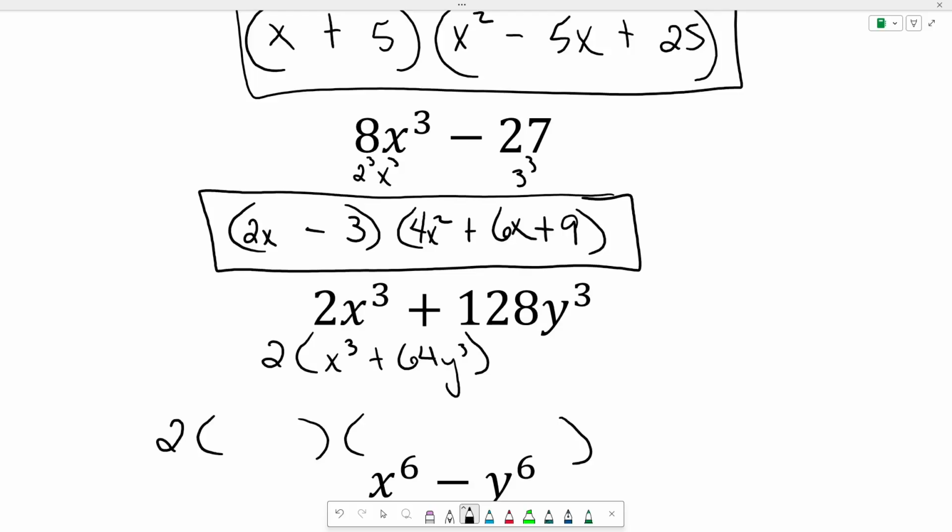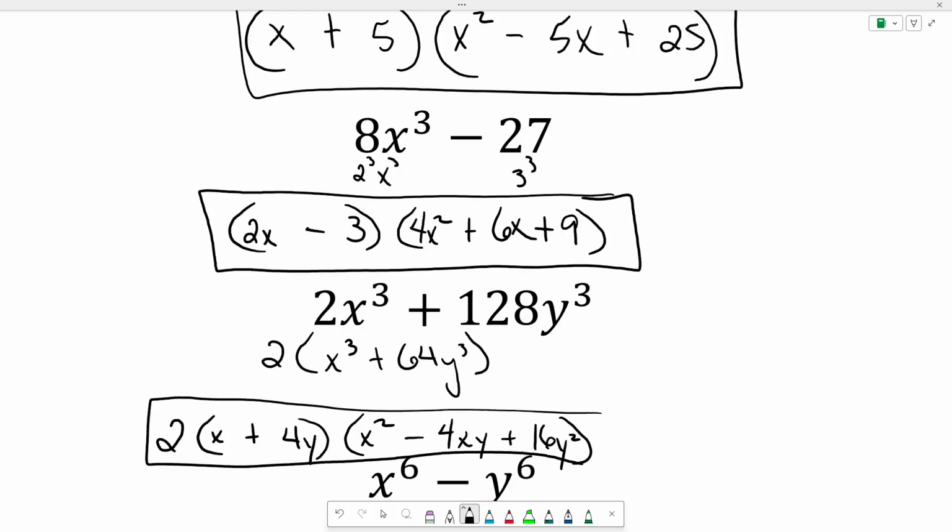Cube root of x cubed is x. Cube root of 64y cubed, well, 64 is 4 times 4 times 4, so that'll be 4y. Square the first term, that's x squared. Square the last term, that'll be 16y squared. Multiply x times 4y together, I get 4xy. Put my soap on it, a plus, a minus, and a plus. And stick a fork in that bad boy. He is now done. Yay!